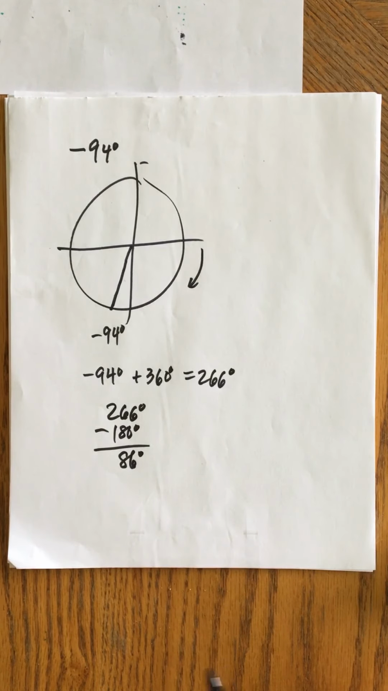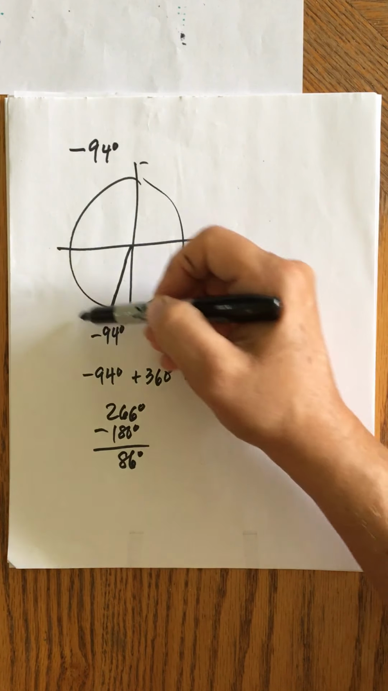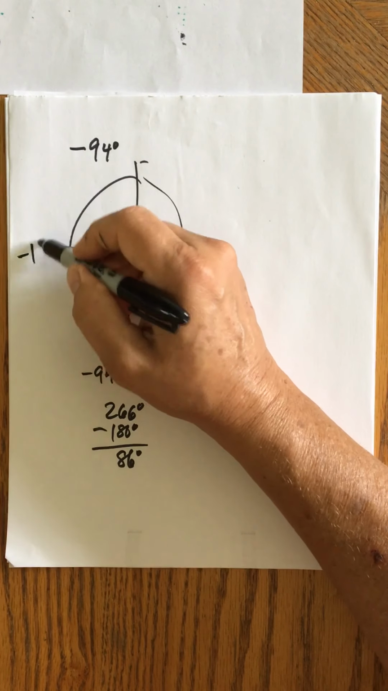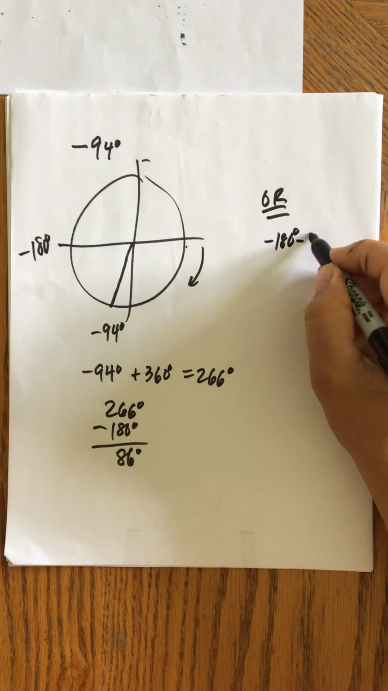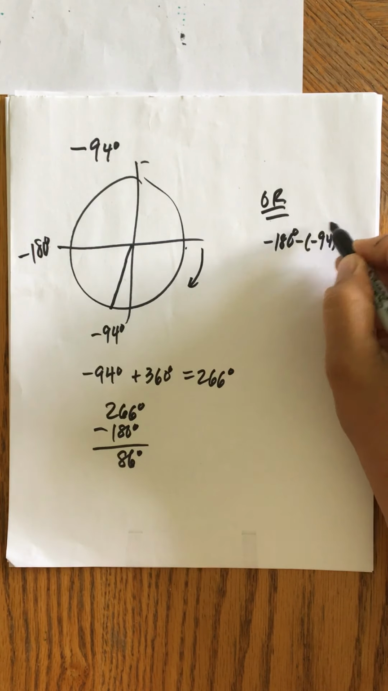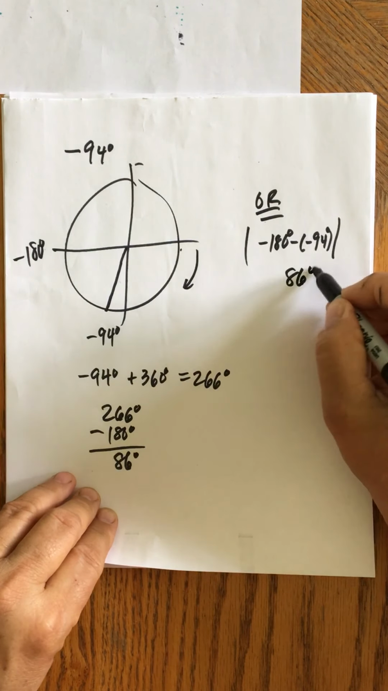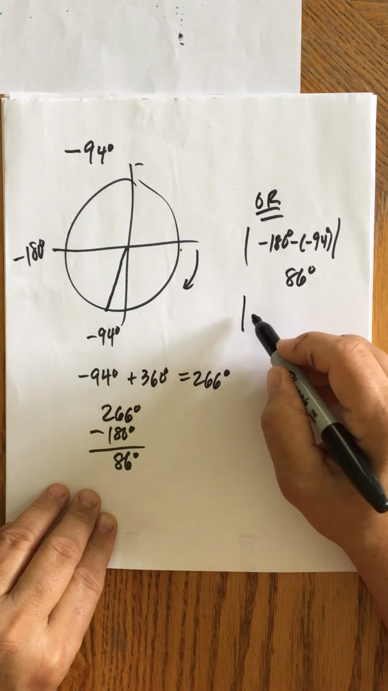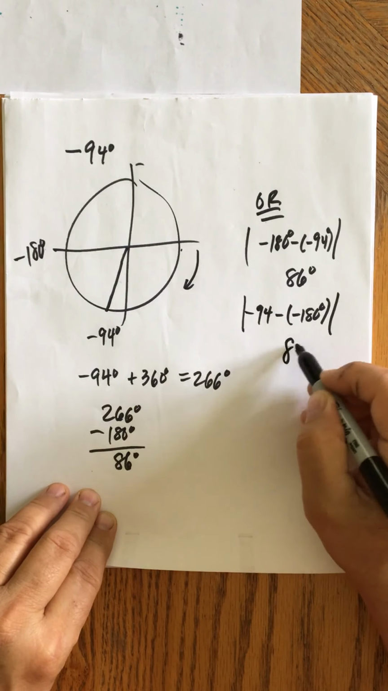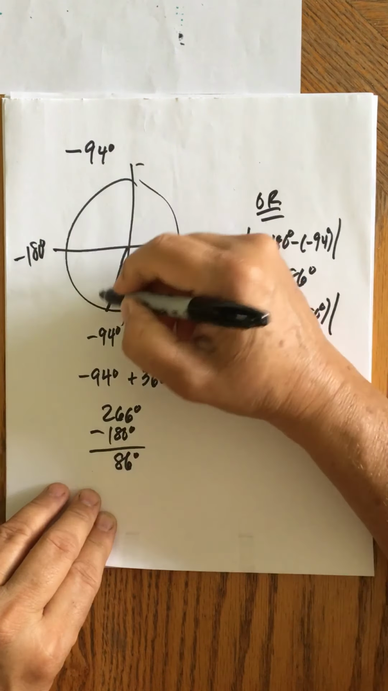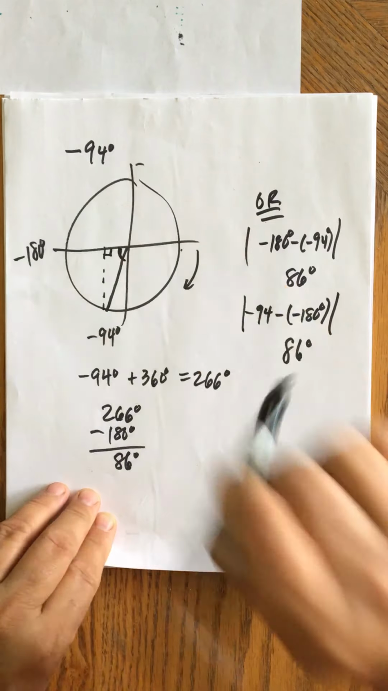Or you might have said, well, I went back negative 94 degrees. What if I were to keep going to the x-axis? That would be negative 180 degrees. So you could do, what's the difference between negative 180 and negative 94? Put in an absolute value so that it's positive, and you'd get 86 degrees again. Or you could have subtracted the other way, negative 94 degrees minus negative 180, and made it positive. Because again, all you care about is you drop to the x-axis, you care about this rotation between the terminal side and the x-axis. That's all you're looking at.